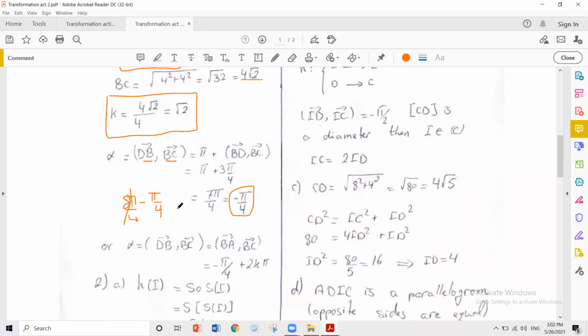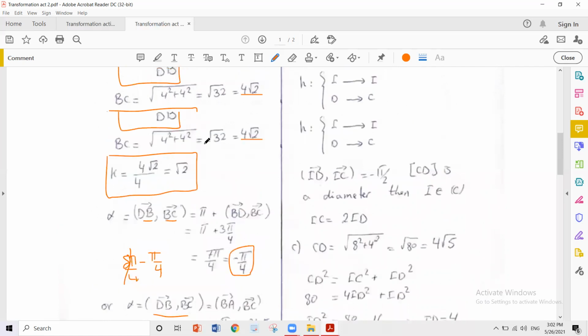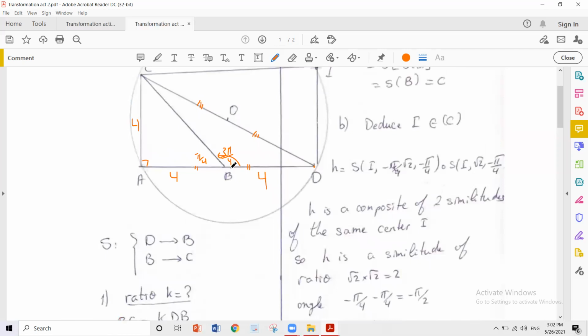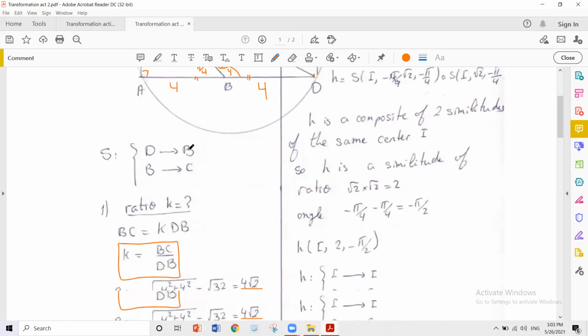Or alpha, if we do not want to use this rule with vector DB to vector BC, instead of DB I can put vector BA. The angle from BA to BC is in the counterclockwise direction. It is minus pi over 4.